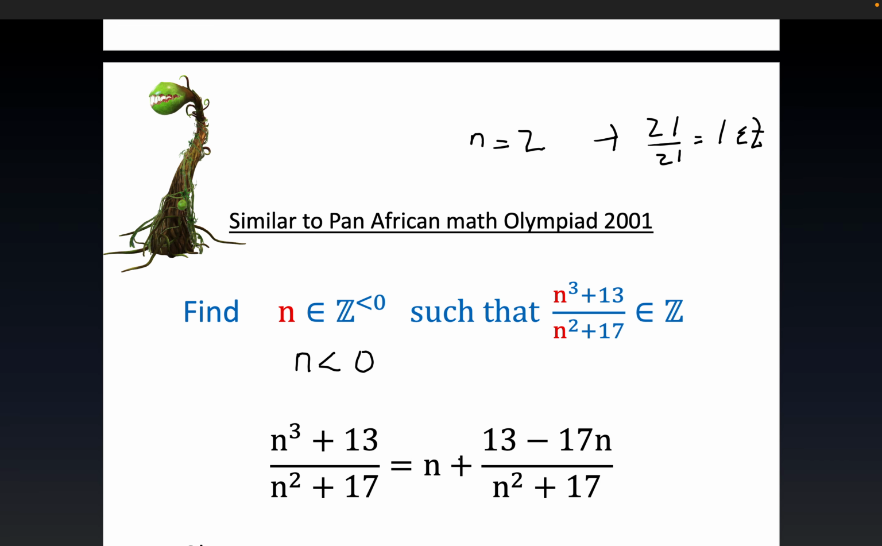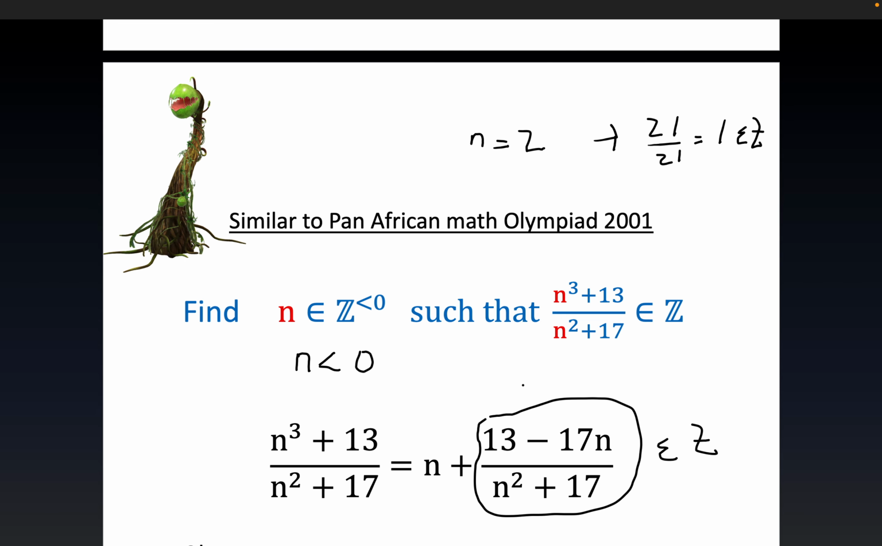Okay. Now the benefit of this is we want this circled part, which is easier to compute since it's a linear over a quadratic instead of a cubic over a quadratic. We want this to be a member of Z, right? And I should put the verb want right above that. Okay. We want the circled object to be a member of Z.